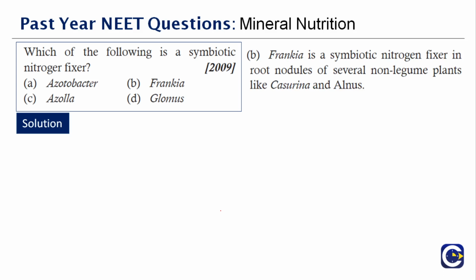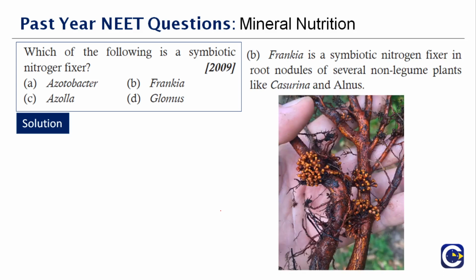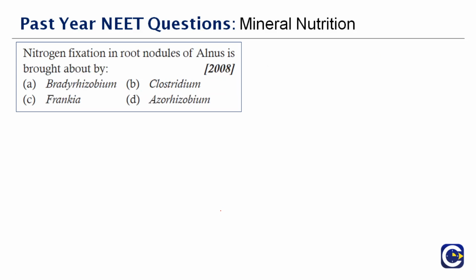Frankia is a symbiotic nitrogen fixer, and that you can see there. You have a clear picture of how it is in association with the roots. It forms root nodules, right? So the picture clearly tells you how it is living in a symbiotic relationship with the other plant to survive its condition. Okay, therefore the right answer to this question is option B. Next question here. Nitrogen fixation in root nodules of Alnus is brought about by dash.